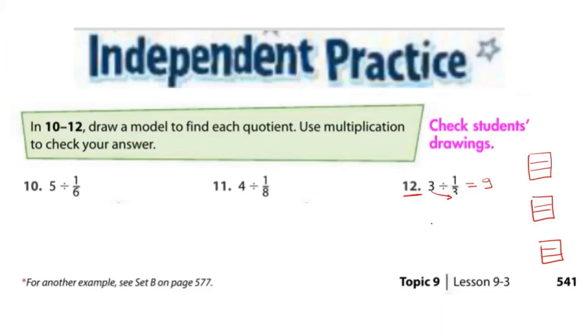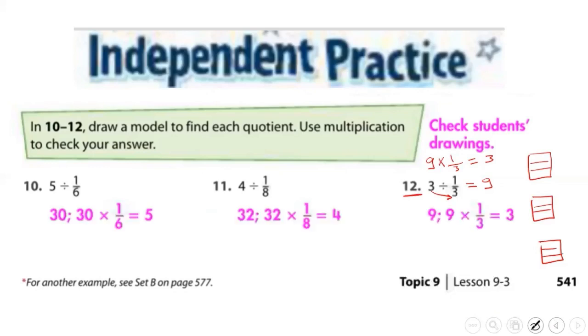After that, if you want to check, you will do what? You will multiply 9 by a third. If you get 3, your answer is correct. If you get anything except 3, you have to redo your answer. 9 by 1 equals 9, divided by 3 equals 3. Your answer is correct here. Okay, here is 9 pieces, 9 by a third equals 3. Your answer is perfectly correct.